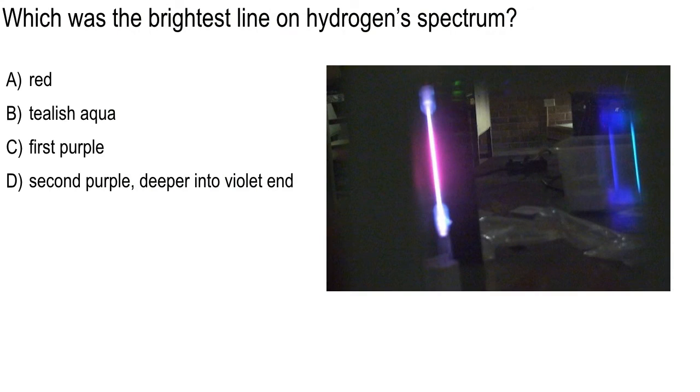Clicker question number 1. Hey, everybody ready? Get your clicker on. Frequency AA. No more slacking. Here's question number 1. Which was the brightest line of the hydrogen spectrum? Hopefully this is easy.